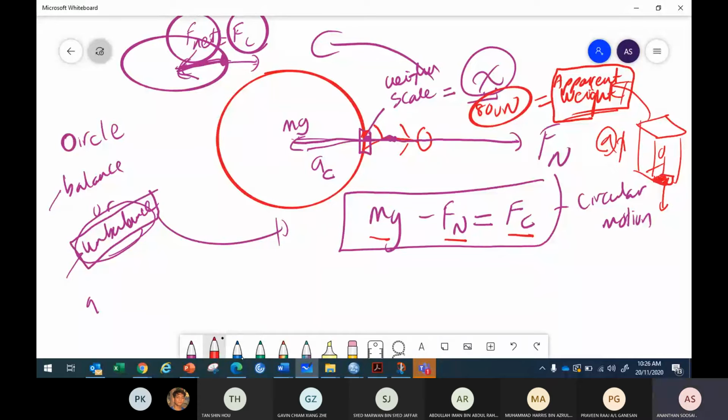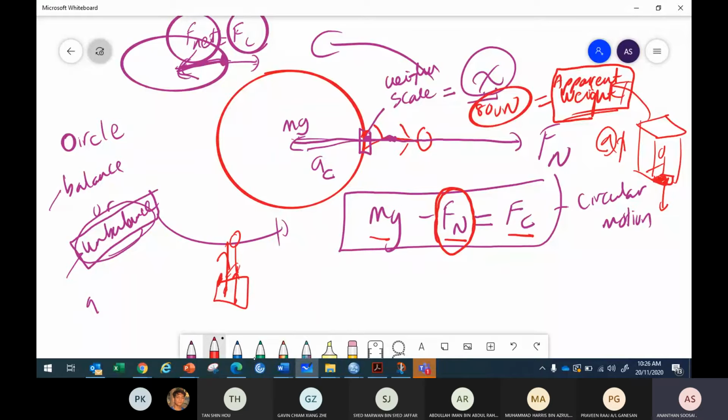Okay. So the weighing scale reading is which quantity? Mg, Fn, or centripetal force? Okay, this is important. Fn. It's actually your normal force. The reading on the weighing scale is your normal force, the normal reaction. You press the weighing scale, the scale pushes you up, and it gives the reading. It's the normal force.